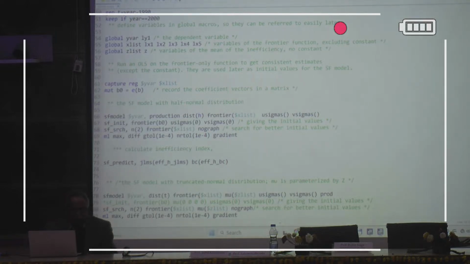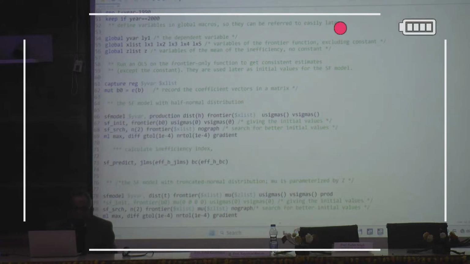And I told you there are many different ways, even in Stata, where you can use stochastic frontier. So sfmodel is the command that is used in the book. Okay, and if you want to use that, again, everything that is in the book can be downloaded freely.